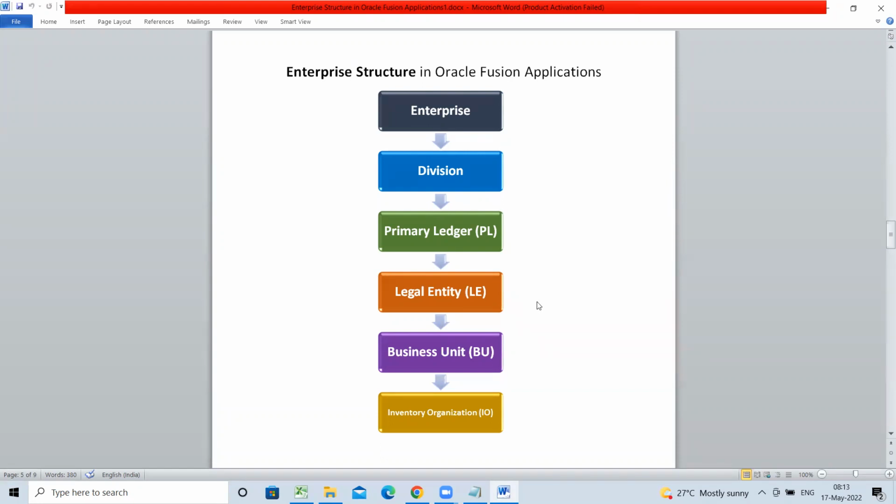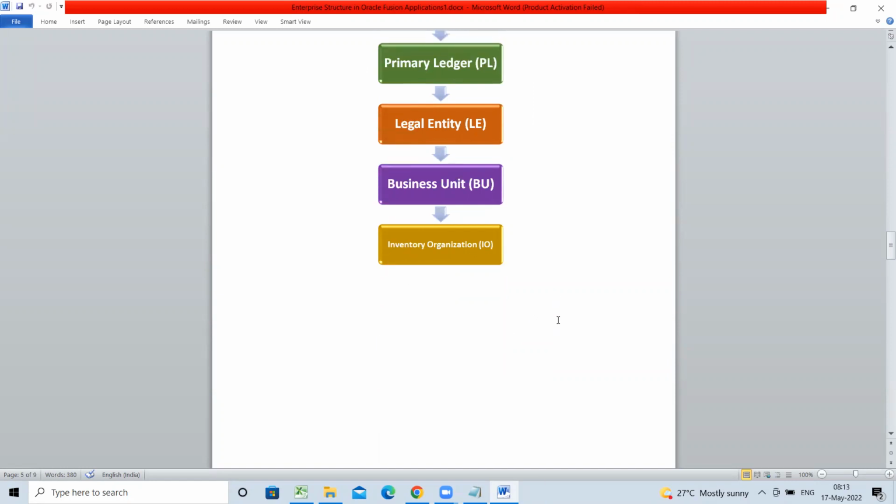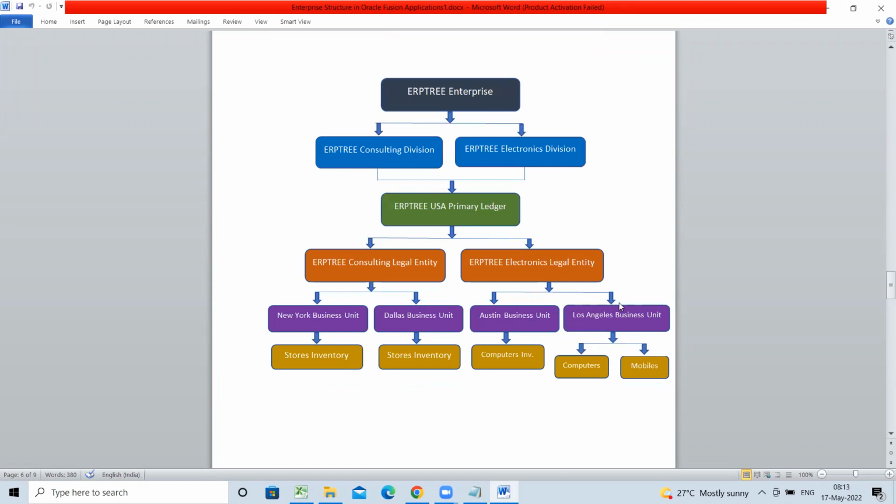And since they are running the business in the US, only one primary ledger. And division wise, registration wise, they have a business in separate locations, accordingly business units, and however many warehouses we have, we can create. So this is how you can create the enterprise structure for the client. If the client is running the business in one country, one primary ledger is required.